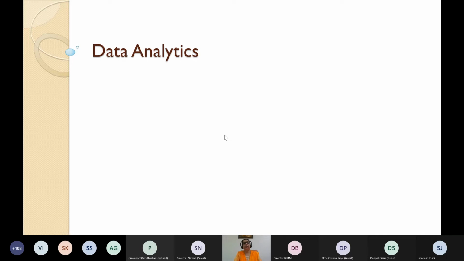So let's take this further. What is data analytics? Data analytics is a process of inspecting, cleansing, transforming and modeling data with the goal of discovering useful information, suggesting conclusions and supporting decision making. That is the definition given by Wikipedia.